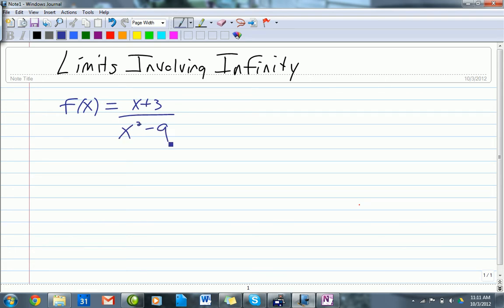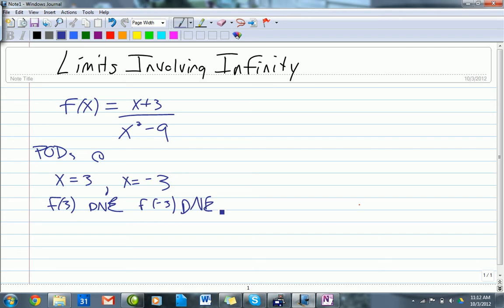Before we graph it on the calculator, just understand a couple things. Number one, there are two points at which this function doesn't exist. Therefore, those are two points of discontinuity. One is at x equals 3, and one is at x equals negative 3, because f of 3 doesn't exist, and f of negative 3 doesn't exist. We can't plug those values into the denominator. So those are two points of discontinuity.